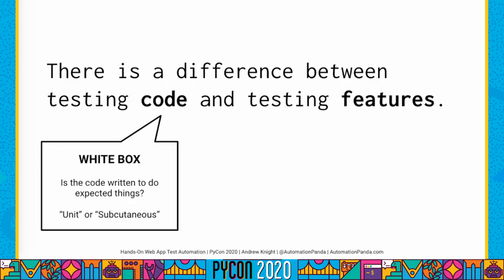A lot of times we call these unit tests. Unit tests testing individual functions or methods. We can also have another style of white box testing called a subcutaneous test, where instead of looking at individual units by themselves, maybe it's looking at a chain of calls or a bunch of things together.